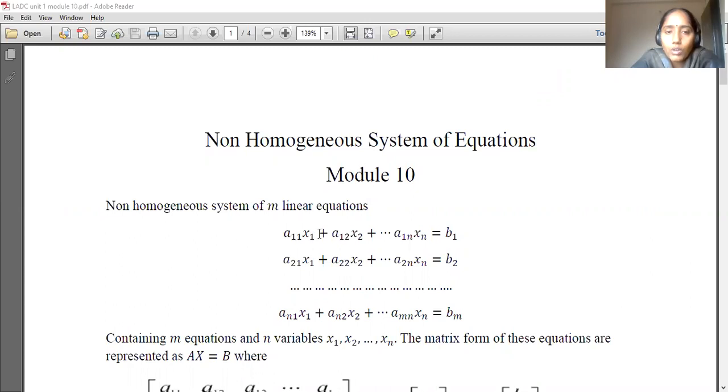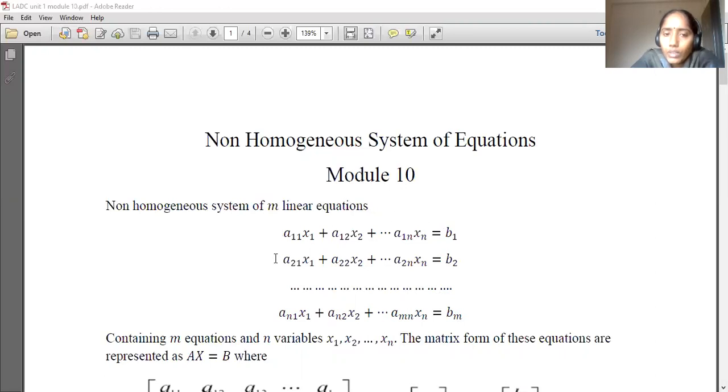A non-homogeneous system of equations means equations of first degree in any number of variables, having a constant. For example, a11x1 plus a12x2 plus so on a1nxn is equal to b1, and a21x1 plus a22x2 plus so on a2nxn is equal to b2, and so on, an1x1 plus an2x2 plus so on amnxn is equal to bn.